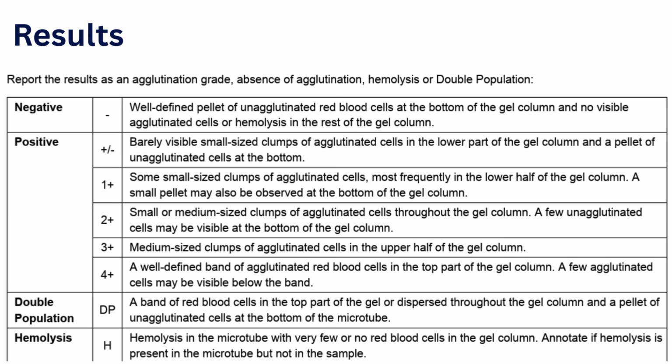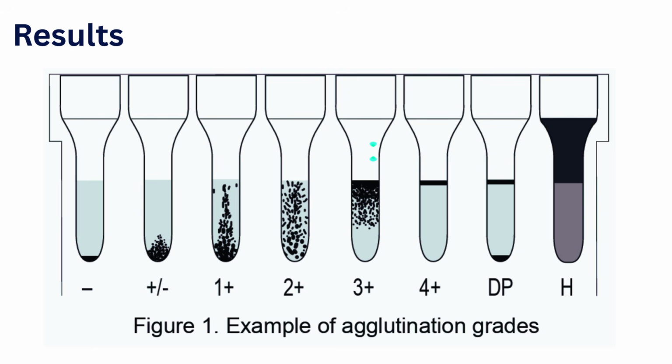And then H is hemolysis in the microtube with very few or no red blood cells in the gel column. So there's hemolysis, but the red cells are absent in the gel column. Annotate if hemolysis is present in the microtube but not in the sample.